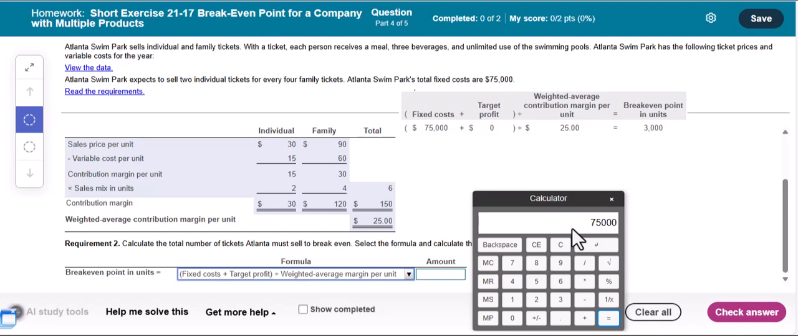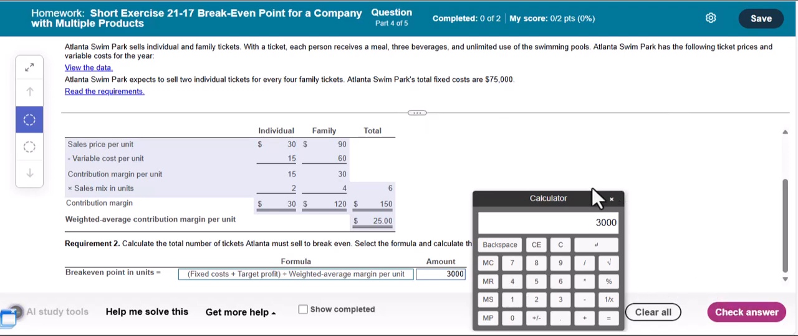And then we'll go ahead and divide this by the weighted average margin per unit, which we just calculated right here, $25. So let's divide this by the $25. And that is going to give us 3,000 for the break-even point in units. So this 3,000 means we need to sell 3,000 tickets to get to that break-even point. And again, that's at this ratio that they gave us of 2 individual to 4 family. So let's go ahead and check our answer and move on to the last part.